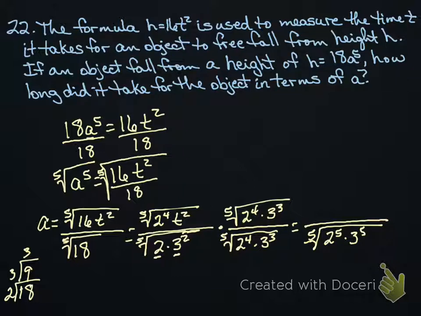And we'll simplify that some more in a minute. Let's look on top. This gives me the 5th root of 2 to the 4th times 2 to the 4th. That gives me 2 to the 8th power. Now, I can reduce that out. I'm going to say 2 to the 5th times 2 to the 3rd, and then times 3 to the 3rd times t squared.